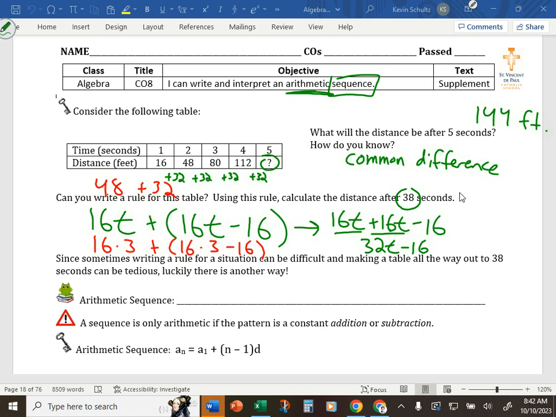Questions on this? Okay. This is the rule for the table. It's 32t minus 16. I should say it's one rule for the table, right? And so what would it be after 38 seconds? 1200. You plug 38 in here. 32 times 38 minus 16. 1200 is your answer.